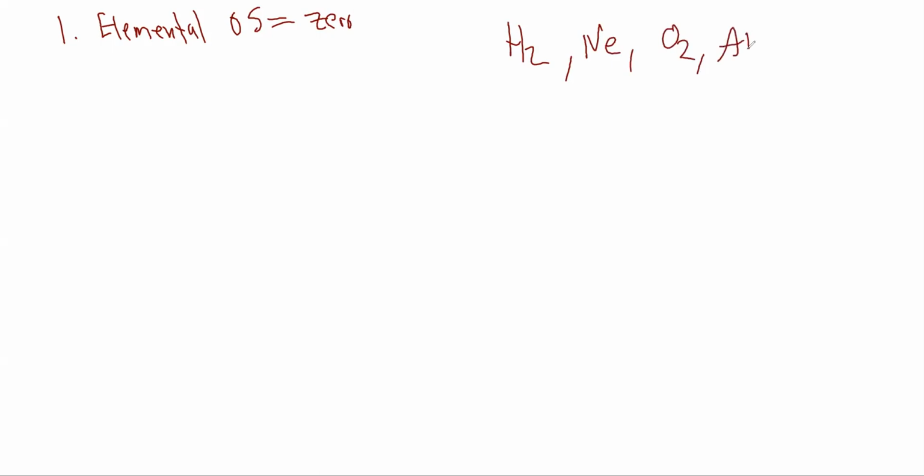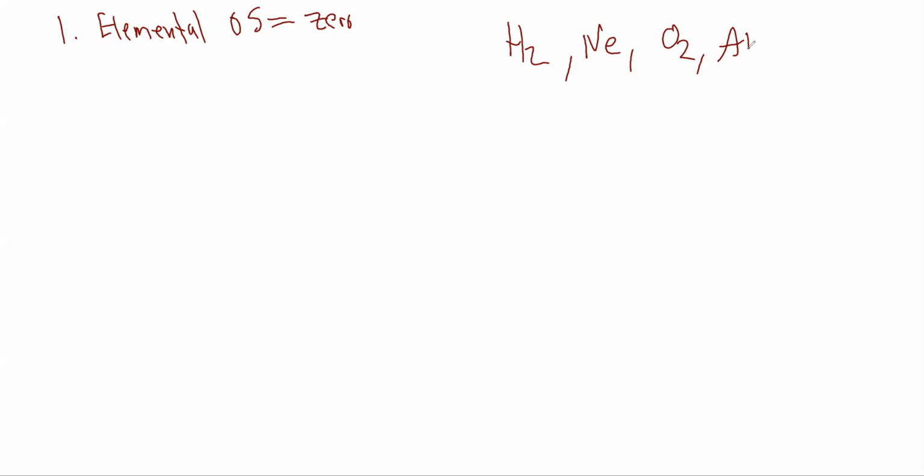Number one, any element in its elemental form has an oxidation state equal to 0. Whether that's H2 or Ne or O2 or Al, when it's by itself, it's going to be equal to 0. That's telling us that their number of electrons, so their charges, are what they would naturally occur as. So as long as it's in this elemental form as it naturally occurs, it's going to be equal to 0.